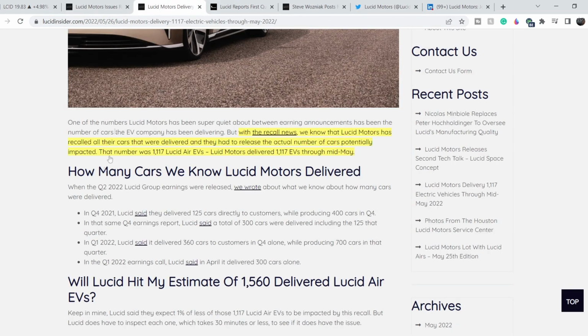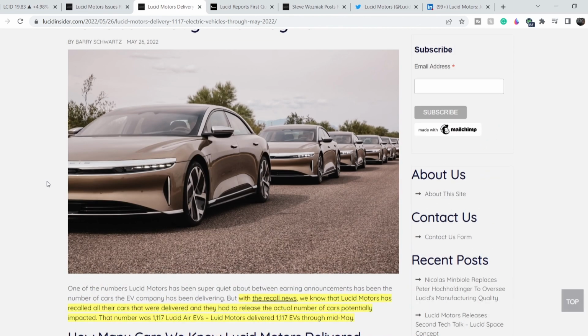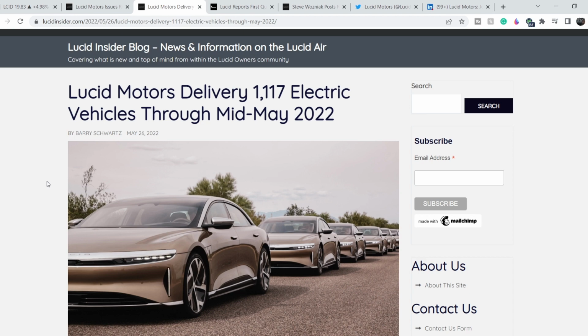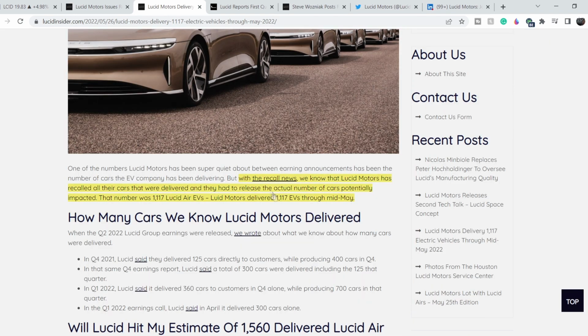And let me show you another article on the same website. This article was also published on May 26th, and it said, Lucid Motors delivered 1,117 electric vehicles through mid-May 2022. And let me quote you this. With the recall news, we know that Lucid Motors has recalled all their cars that were delivered, and they had to release the actual number of cars potentially impacted. That number was 1,117 Lucid Air EVs.